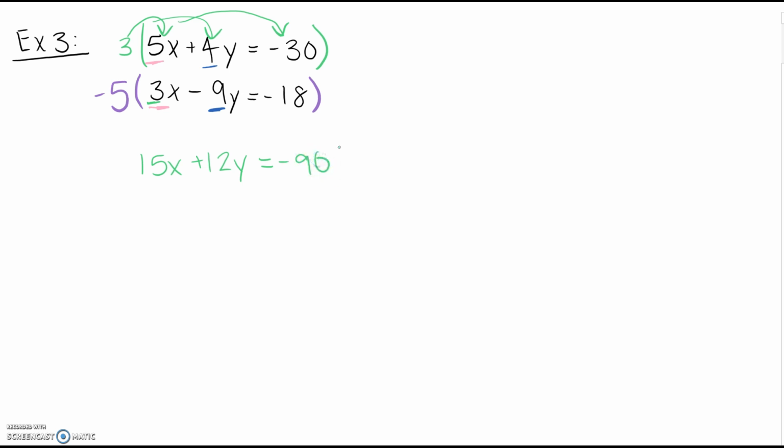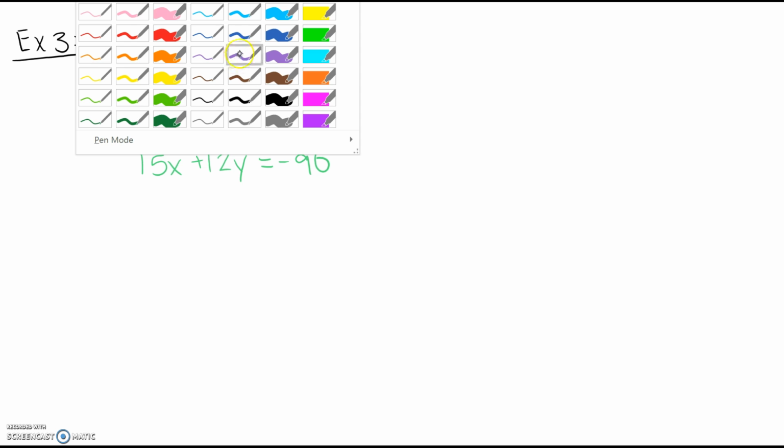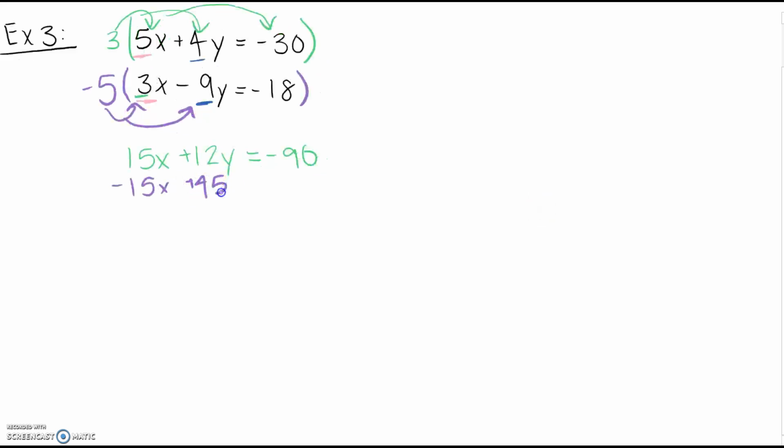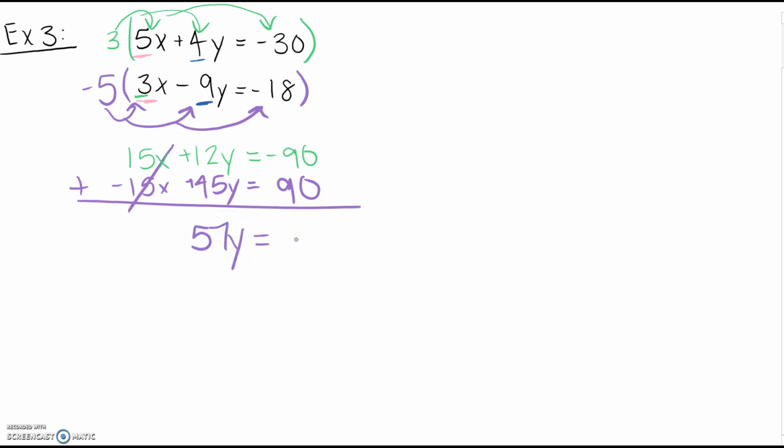You know, I could go and make a second video where I'm not making so many mistakes, but I don't feel like it. Okay. -5 times 3, -15. -5 times -9 is positive 45. And -5 times -18 is positive 90. Alright, hopefully I didn't mess up. So now I'm going to add these two equations together. These go away. 12 plus 45 is 57. -90 plus 90 is 0. Worked out well. Divide both sides by 57, y equals 0.